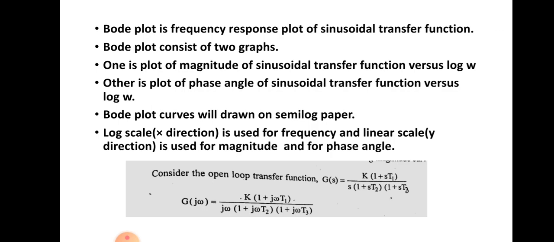Consider the open loop transfer function. Usually the Bode plot is used for representing the frequency response plot of the open loop transfer function. Consider the open loop transfer function G of s equal to K into 1 plus s T1 divided by s into 1 plus s T2 into 1 plus s T3. This is an s domain function, and we will get the sinusoidal transfer function by substituting s equal to j omega. So we will get G of j omega equal to K into 1 plus j omega T1 divided by j omega into 1 plus j omega T2 into 1 plus j omega T3.